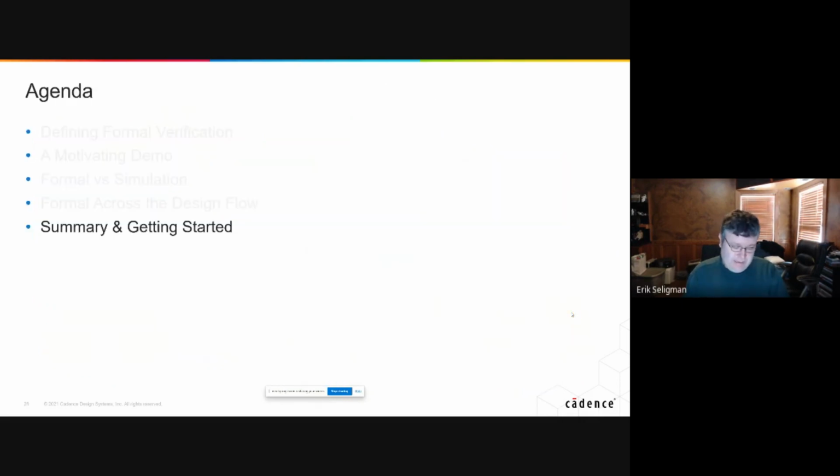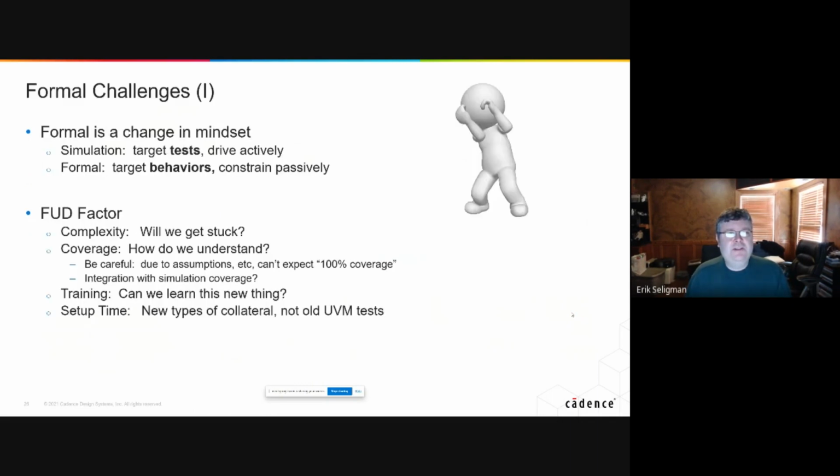So, as far as the summary, let me just quickly go through some challenges that you hit when you're doing formal verification. One of them is that formal verification is really a change in your mindset. In simulation, you're actively driving tests. Well, in formal, you're trying to look at target behaviors when you constrain them passively through writing assumptions that limit what your model is allowed to do.